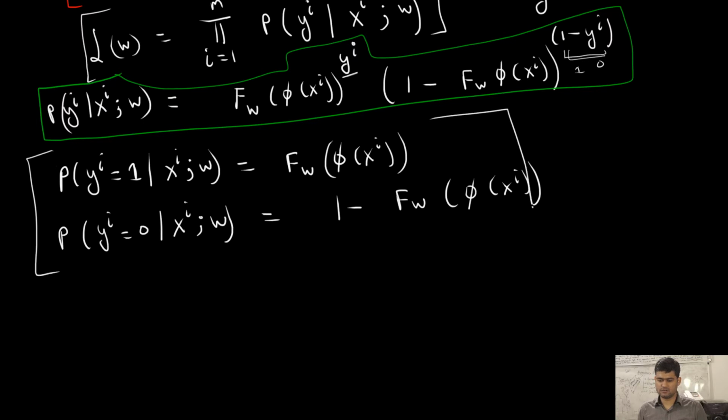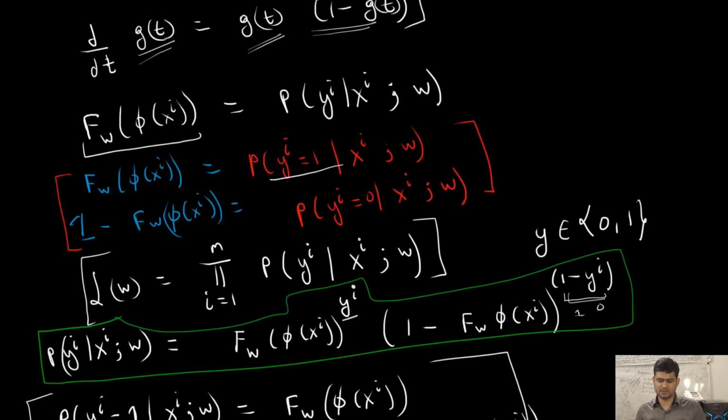So again, by choosing the value of yi, this equation gives us the same thing: we assume that the probability of yi being 1 is represented by the functional mapping. The function directly maps the conditional distribution for y equal to 1, and the probability of y being 0 is just 1 minus the function.